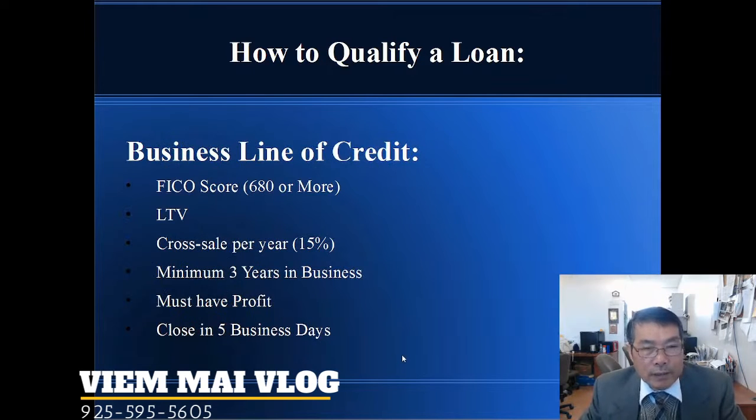Business line of credit: the FICO is 680 or more. The LTV is about 15% of gross sales. For example, if gross sales are 100,000, they can borrow 15% of gross sales. The business must be operating at least 3 years and must have a profit. The business must make money and not be losing money. It closes within 30 days, depending.